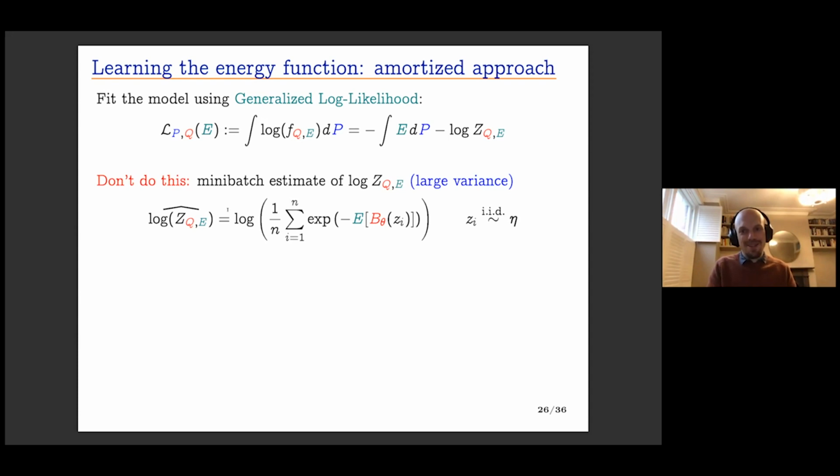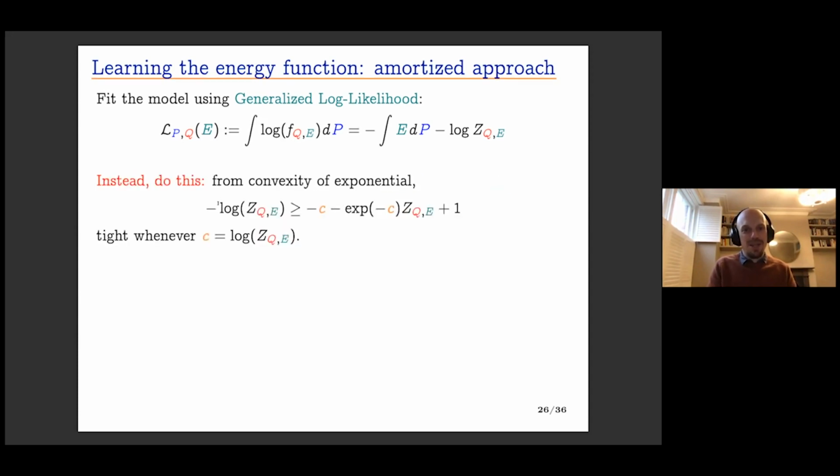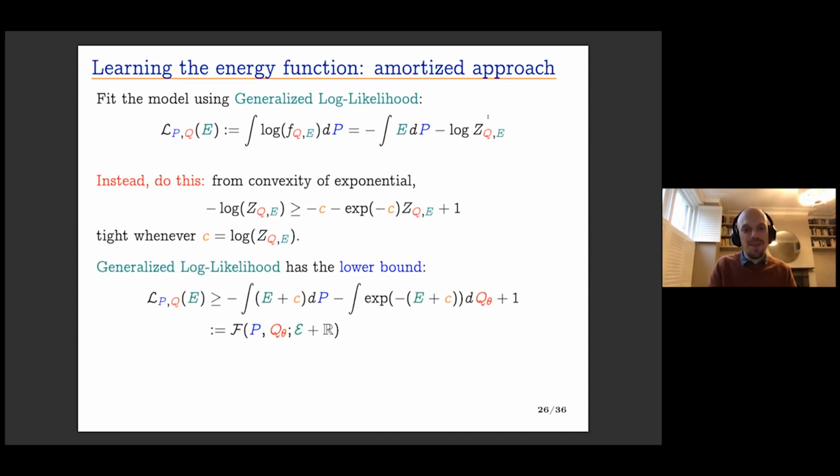So here we use a rather fun trick, which is that we can lower bound the log Z using this expression here. This lower bound becomes tight when c hits the correct answer, log Z, my log normalizer. Again, it seems a little bit counterintuitive at first: why would I replace log Z with a lower bound? Well, it turns out that then I have a way of optimizing where I'm able to update c sequentially over multiple mini batches. So here is my generalized log likelihood where I've used this lower bound. I've got e to the minus E plus c dP minus e to the minus E plus c dQ plus 1.